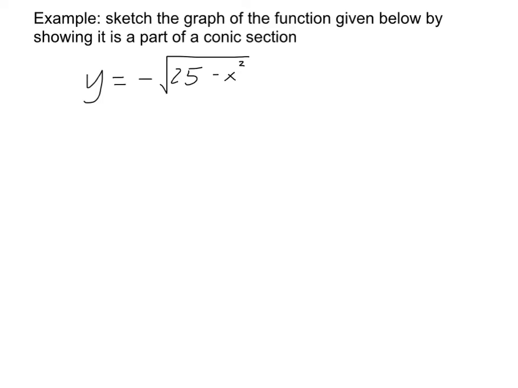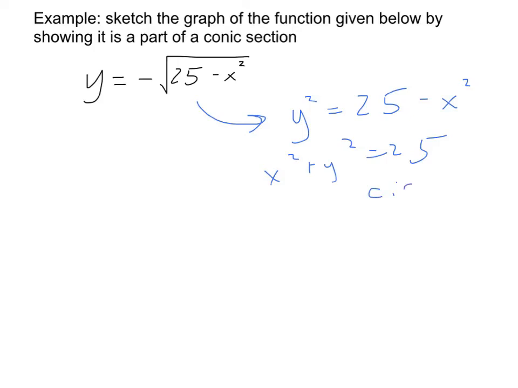So really the way that I'd recommend you do this is take this graph and write it in its standard conic form. In other words, square both sides and work through it. So pause the video and do that. So when we do that, we end up with y squared equals 25 minus x squared. Then if I move that x squared over, I get x squared plus y squared equals 25. We can tell that this is a circle. We can tell it's a circle of radius 5. Right?